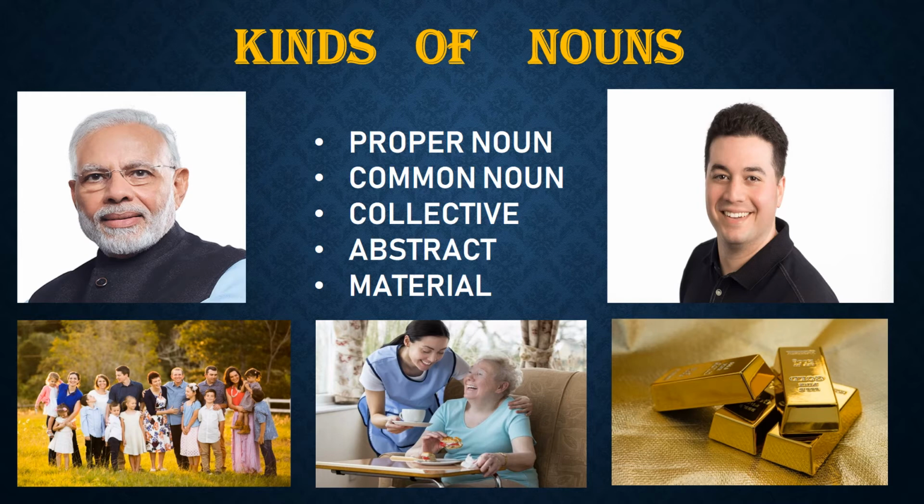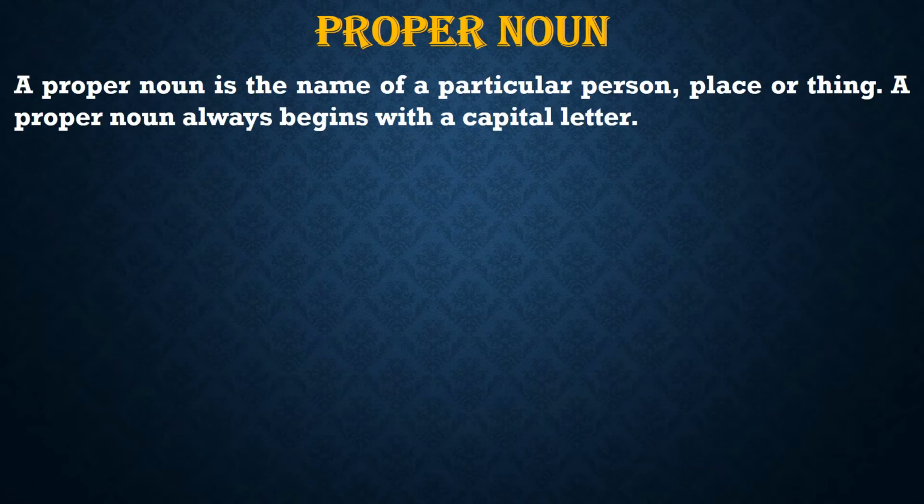So the first kind of noun is your proper noun. So just see what a proper noun is. A proper noun is the name of a particular person, place, or thing. A proper noun always begins with a capital letter. Now, do you remember that in the first slide where we learnt the definition of noun, we saw that three words were written starting with a capital letter, right? So they were proper nouns. So a proper noun is the name of a particular person, place or thing, and a proper noun always begins with a capital letter. It is the biggest sign that it is a proper noun.